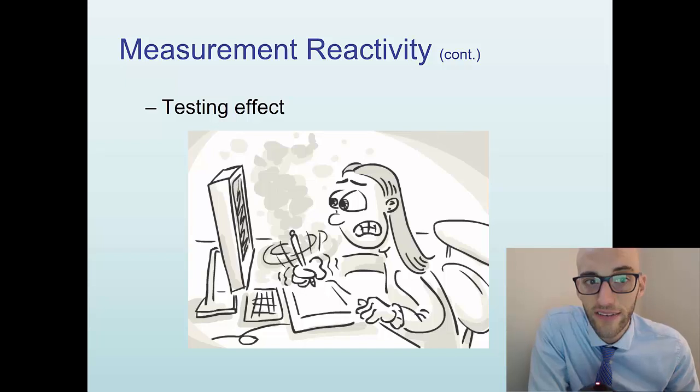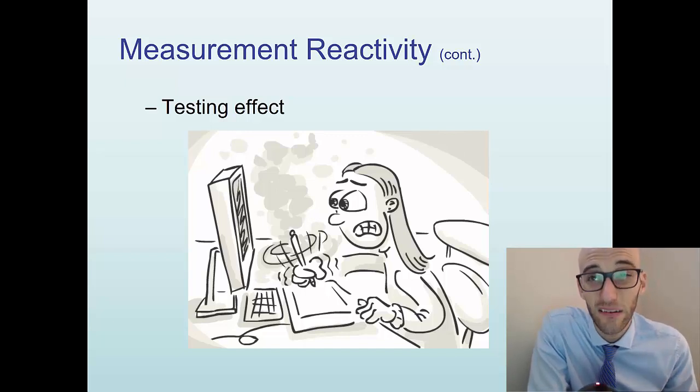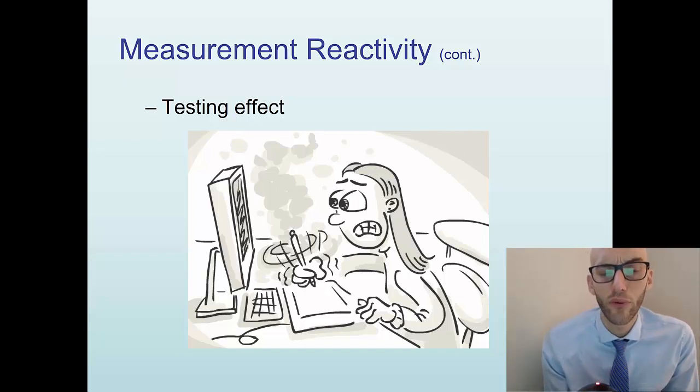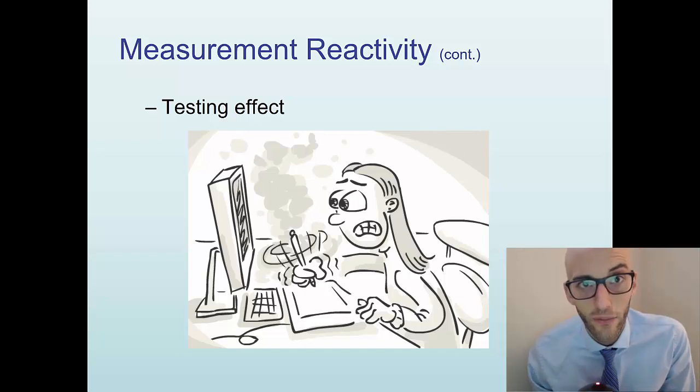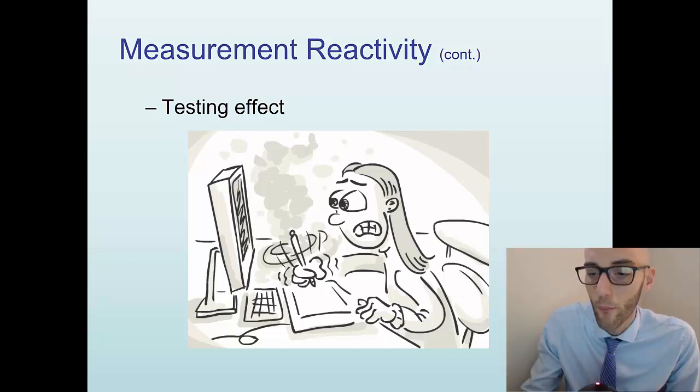Another form of measurement reactivity is the testing effect. So if somebody's completing the same measure repeatedly, which is kind of the basis of single system design, people tend to be a little bit less thoughtful, insightful, or honest with their measures and kind of skim through it as fast as they can often. So it's important to kind of check in with people and see if they're really taking their time and being forthright, or if they're kind of rushing their way through it.